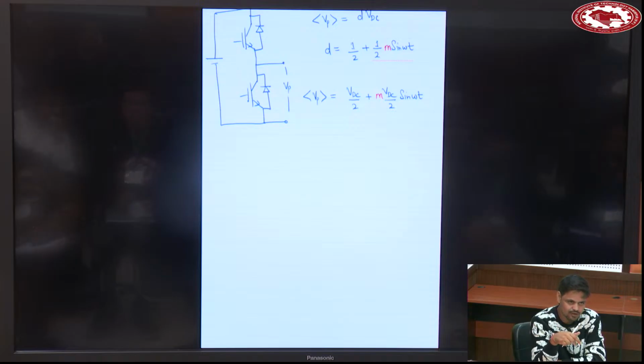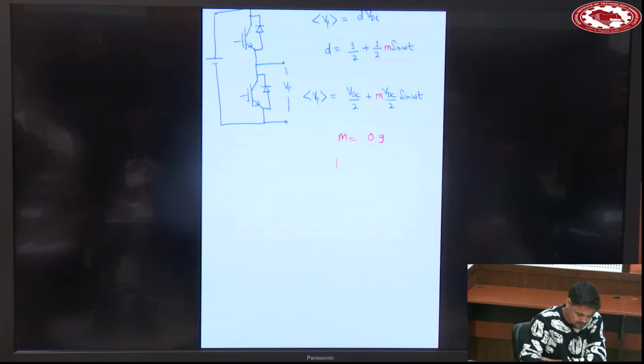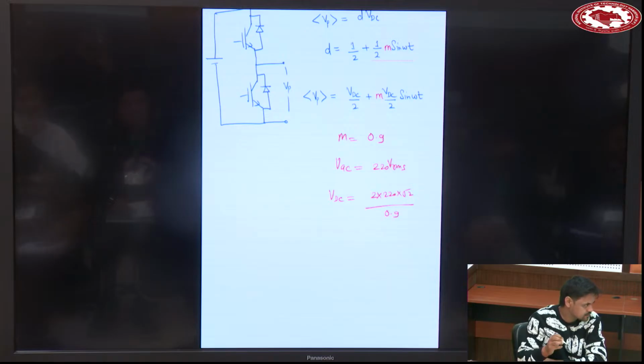So if you have limited M equal to 0.9 and you want VAC to be 220 RMS, then you have to calculate what your DC link should be. So VDC will be 2 times 220 into root 2 upon M, into 0.9. At modulation index 1 you have the requirement of minimum VDC.